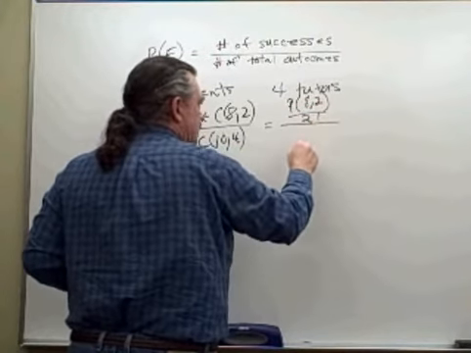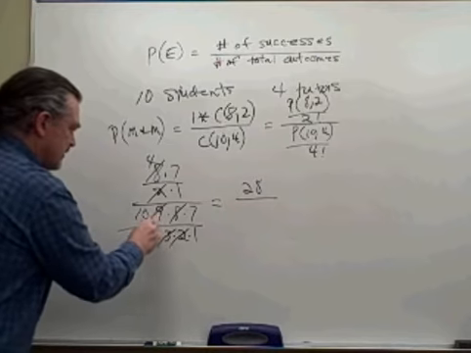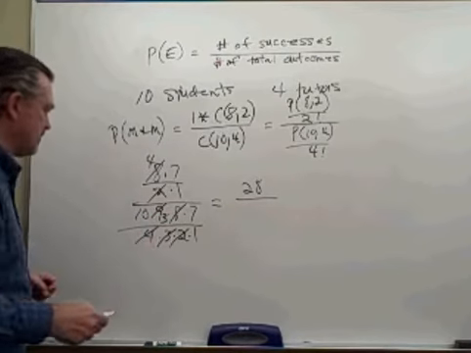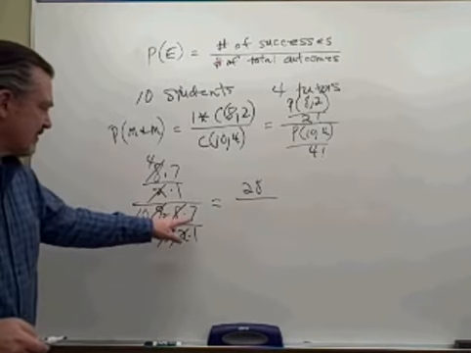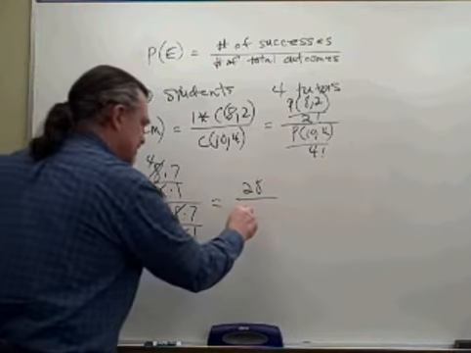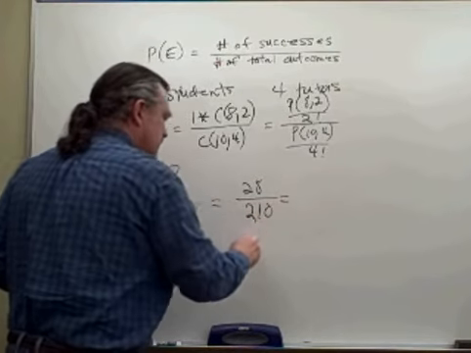Well, 2 goes into 8 4 times, so 4 times 7 is 28 is our numerator. And let's see what we can do to simplify things here. 4 and 2 will take out the 8. 3 goes into 9 3 times. So I have 3 times 7 is 21. 21 times 10 is 210.